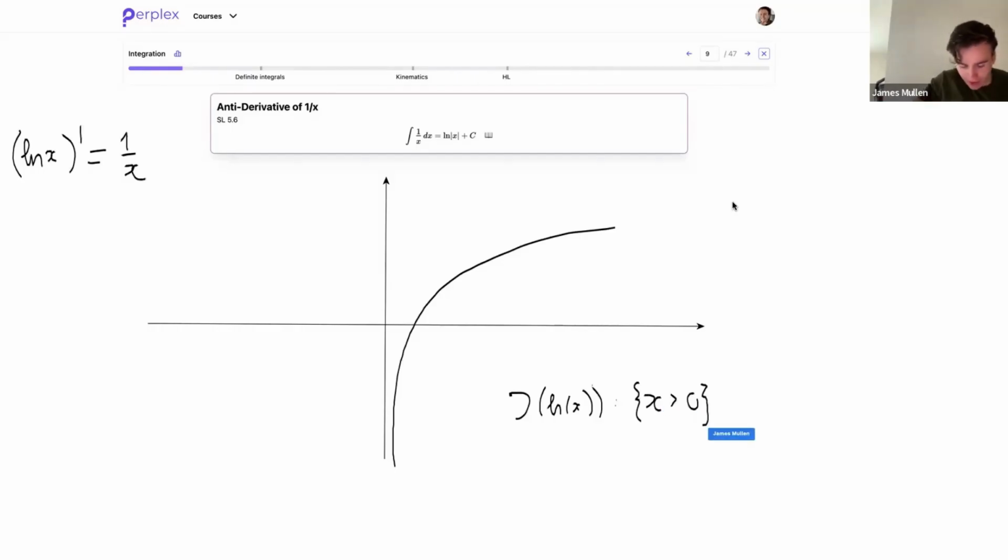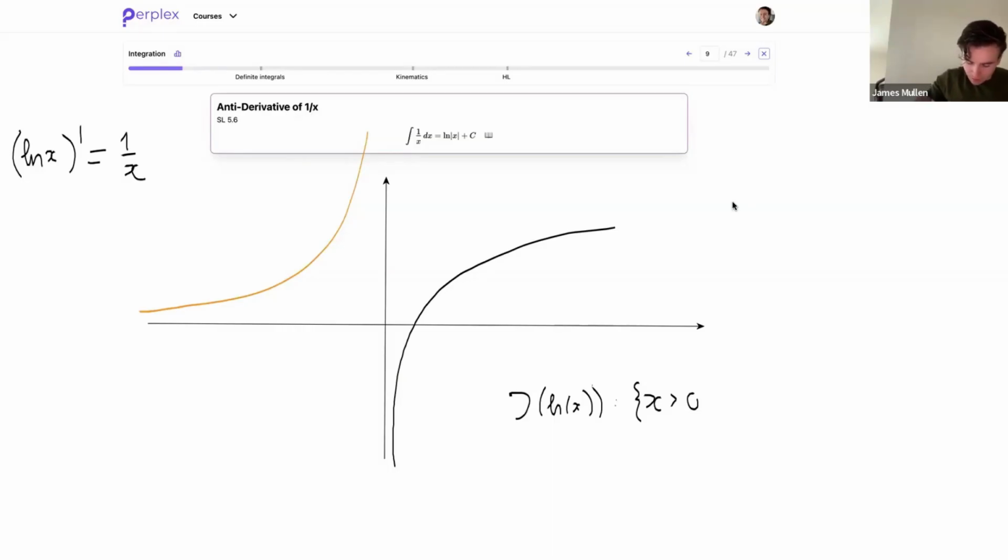That's the domain of ln, but 1 over x looks something like this. If I were to graph 1 over x, I'll do it in a different color. 1 over x is the reciprocal function, and it looks like this. All right? So its domain is everything except for 0. So it's not defined at 0, but it's defined for every other real number.